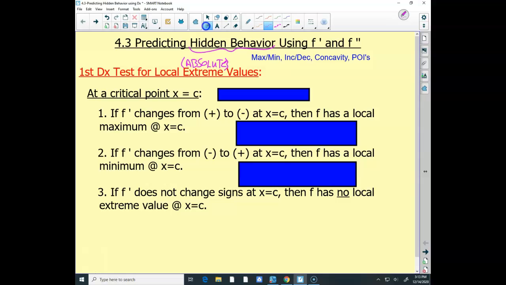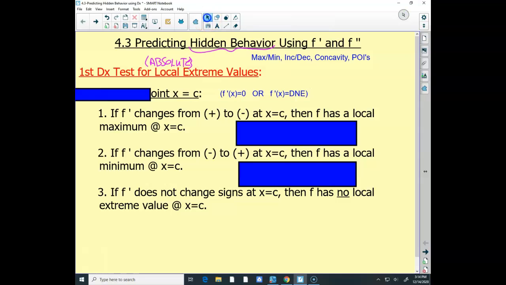Doesn't have to be local extreme values. It could be absolutes, which, that was a really bad place to put that. So that really could be local or absolute, okay? And by finding those extreme values, the first thing we need to do is find our critical points at x equals c. We find that by finding when the first derivative equals 0 or when the first derivative does not exist.